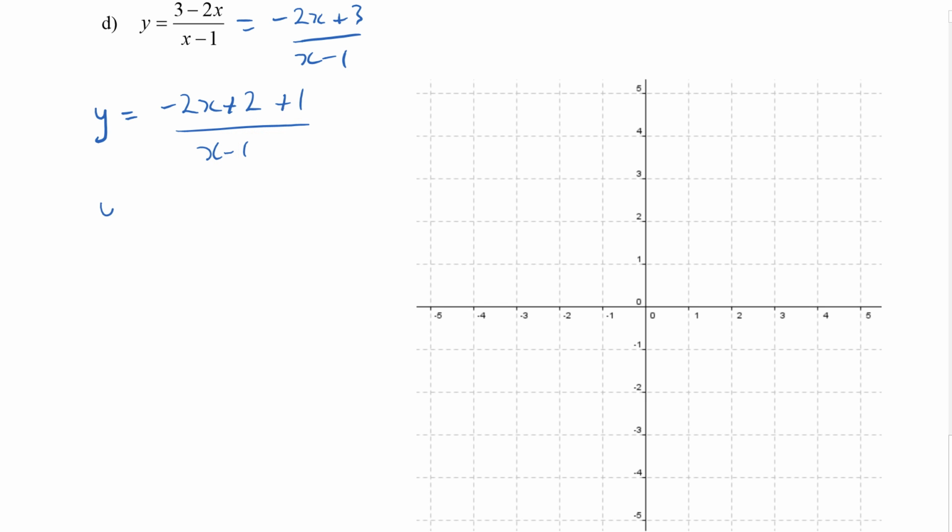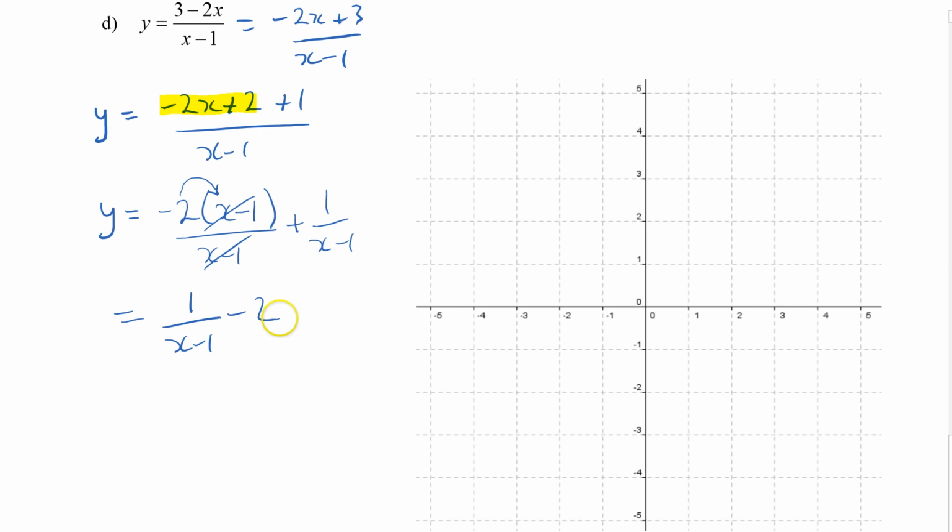And let's just see how this works. I'll get y is equal to, if out of these first two terms I factor out a negative 2, then I will get an x minus 1. Let's just multiply that out just to make sure. Minus 2 times x does give me minus 2x. Minus 2 times minus 1 does give me plus 2. This is over x minus 1, plus 1 over x minus 1. So at the end, the terms will cancel each other out. So here I'll get 1 over x minus 1, minus 2.